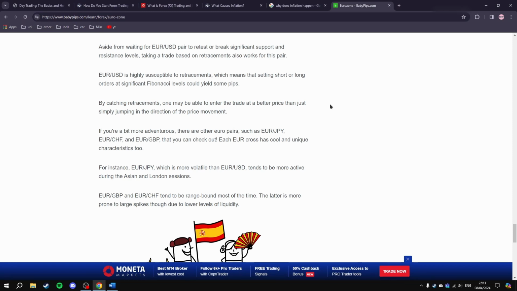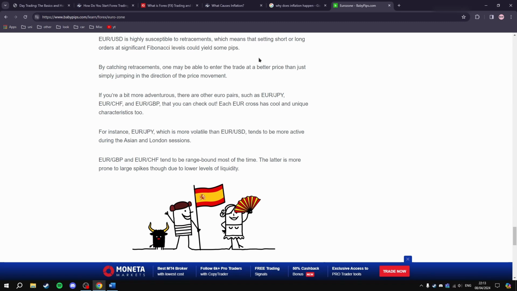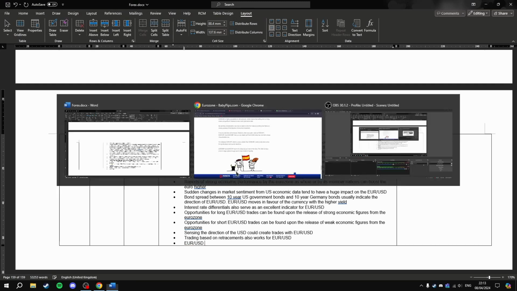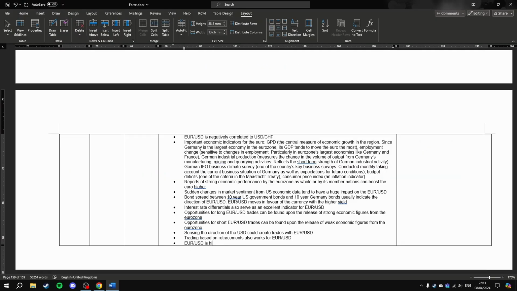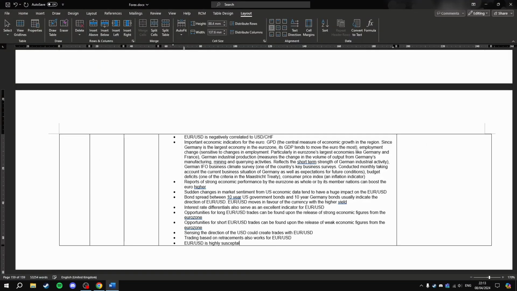EUR USD is highly susceptible to retracements, which means that setting short or long orders at significant Fibonacci levels could yield some pips.